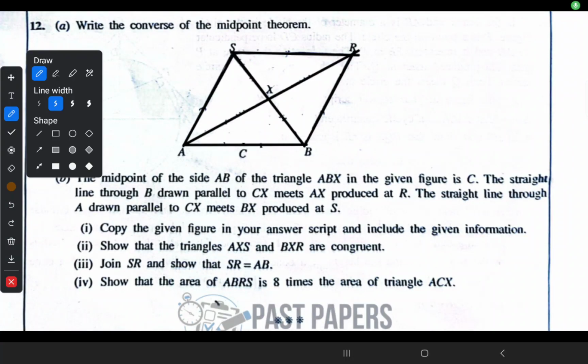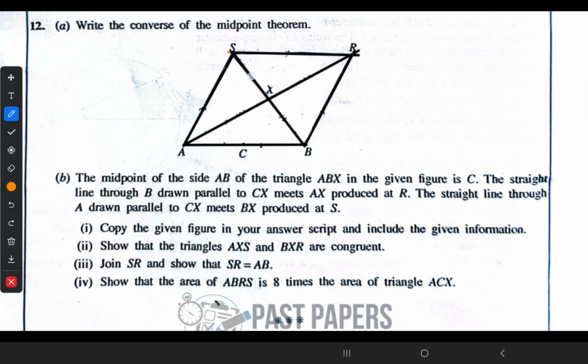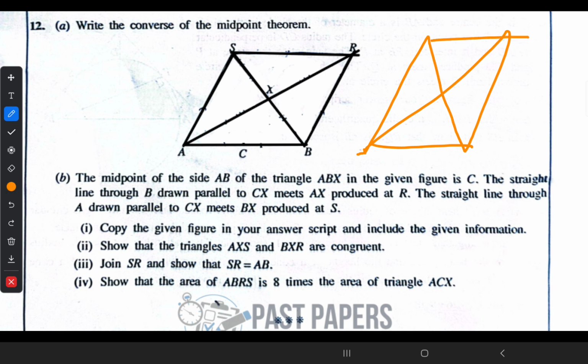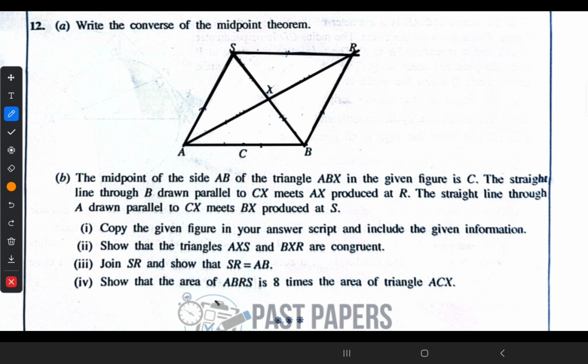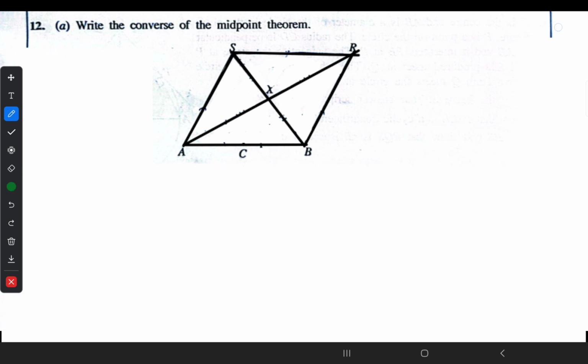Second question. We just proved these two triangles are congruent with each other. Thereafter, next question: join SR and show SR equals AB. We have already connected it. The pre-existing diagram would be something like this. I already connected these. So here, join SR and show SR equals AB. That's the thing we are going to show here.